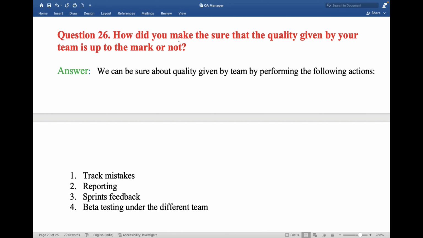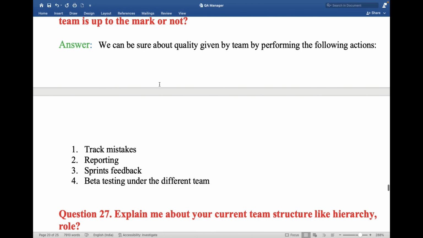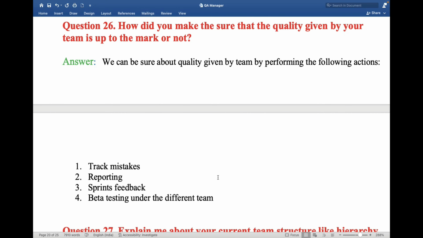The first question is, how did you make sure that the quality given by your team is up to the mark or not? Friends, we can be sure about the quality given by the team by performing the following actions. The first one is to track mistakes. We have to track their mistakes and the solution whatever they provide. If they are not able to provide the solution, then it's the responsibility of the test lead or the test manager to provide the solution. Second, the reporting. Third, the sprint feedbacks, and last one is the beta testing under a different team. So by using these particular actions, we can be sure about the quality given by the team.